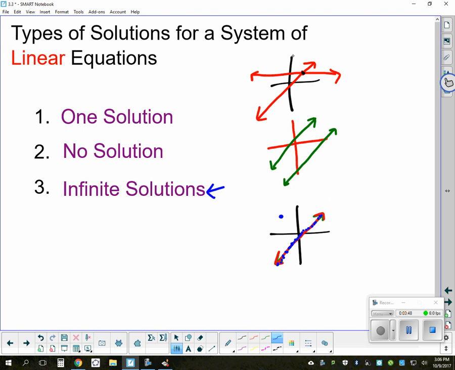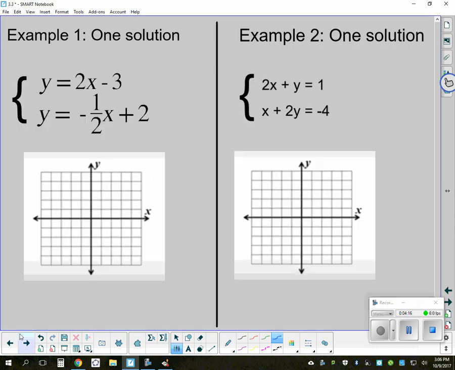So three different things can happen when you are solving a system of linear equations. You could get one single solution, one single point. You could have parallel lines and therefore have no solution. Or you could actually have the exact same line, and then you would have all of the points on that line be a solution. The most common one that's going to happen in your problems, of course, is one solution, but these other ones can come up as well. All right, let's get into some examples.